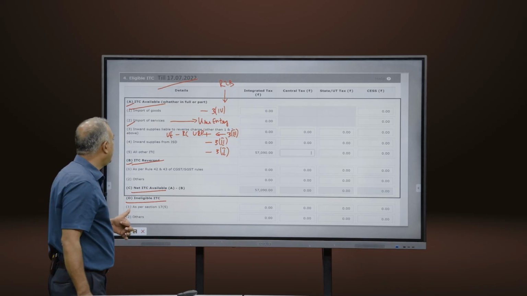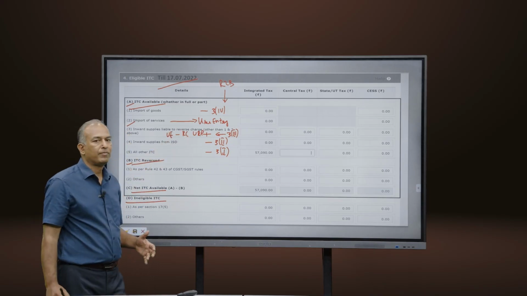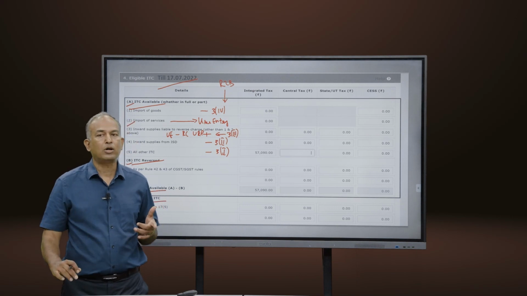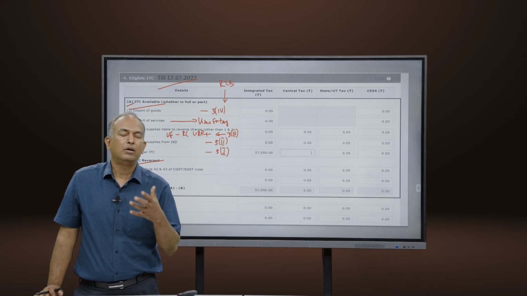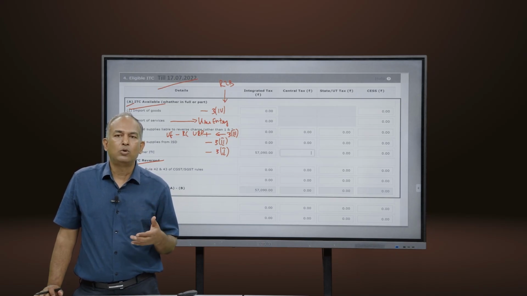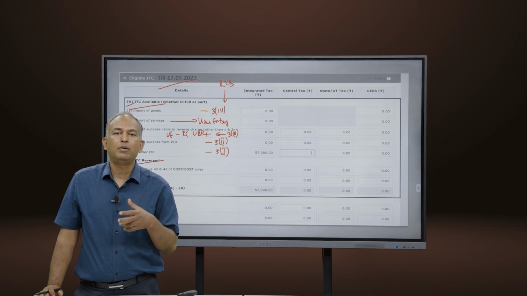Now, come to the next part. Now that you've understood this, the ITC reversed. If you recall when I spoke to you about the documents that were there, let me tell you about the easier part and then go into 42, 43. If you remember, the documents I told you about were invoice, credit note, debit note. And what did I tell you about the impact of a credit note? I said that the liability of the supplier reduces.